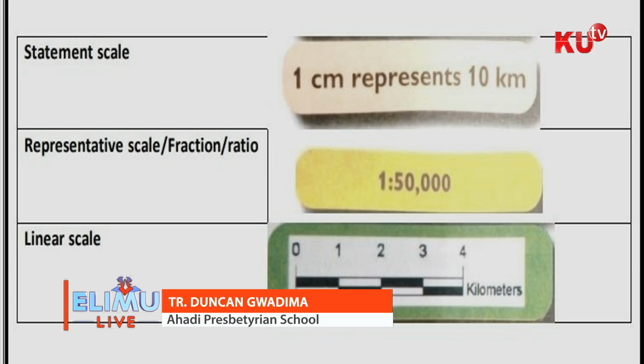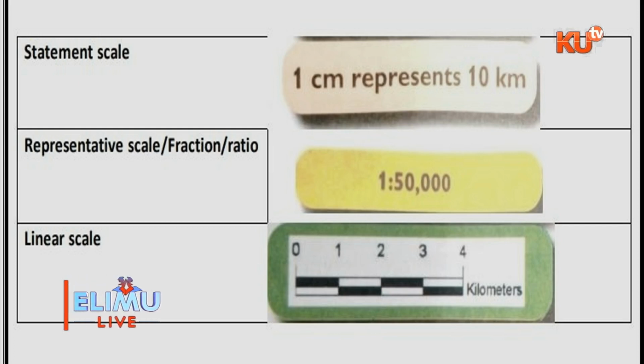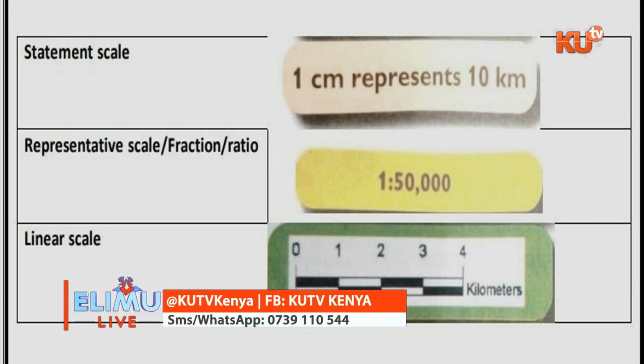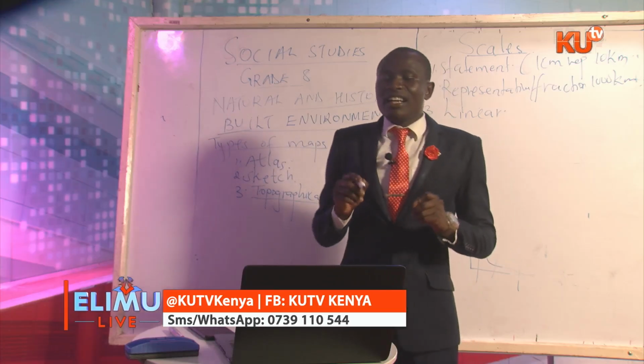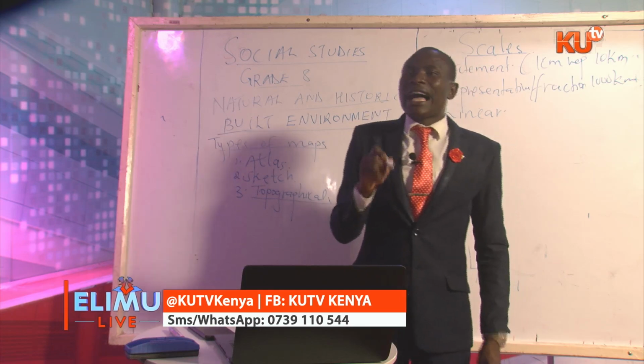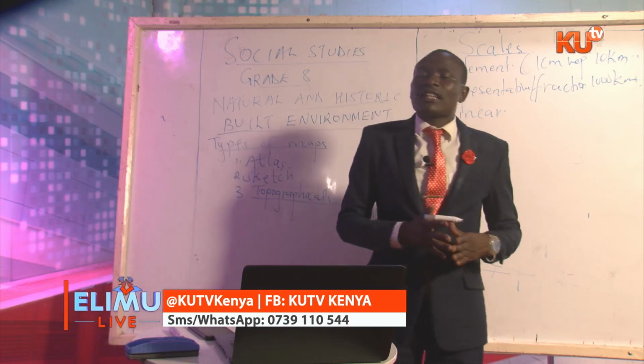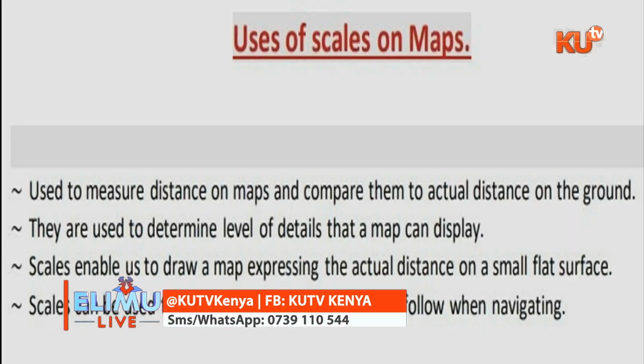Now, how do we use these scales? In other words, what are the uses of scale? Number one, scale is used to measure the distance on maps, and also to compare them to actual distance. So one of the uses of scale is to compare distance. Number two, scales are used to determine the level of details that a map can display. How much can this map display? What we use is the scale.